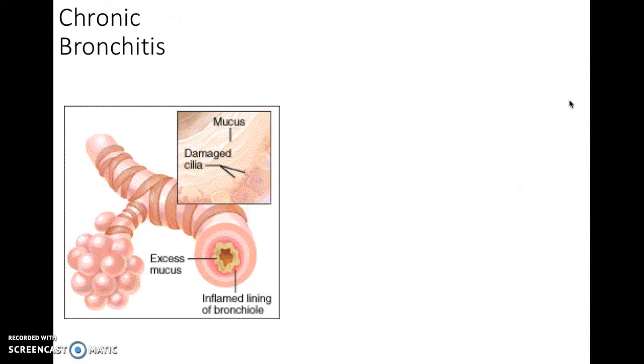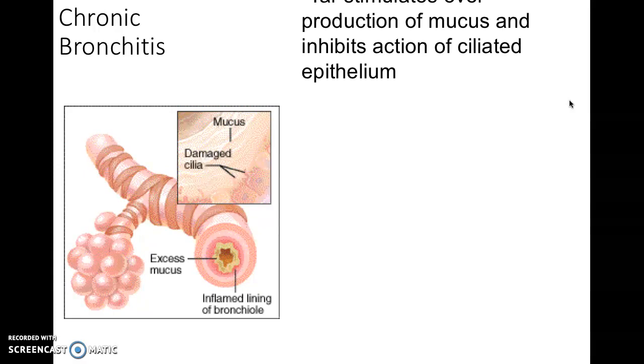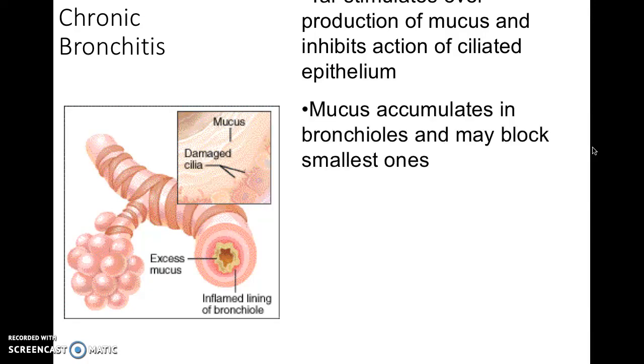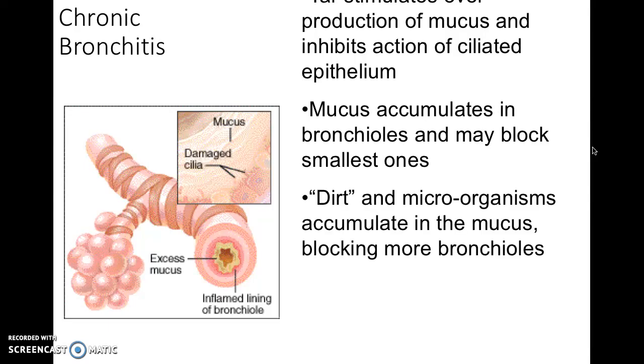So when we talk about chronic bronchitis, tar is going to stimulate overproduction of mucus, and it's going to inhibit the actions of the ciliated epithelium. So if you have lots of mucus in the lining of your lungs, but you don't have the cilia, the epithelium that's brushing it off so you can cough it up, it starts lining it, and then it's going to block the really small bronchioles, and at least kind of clog up the larger ones.